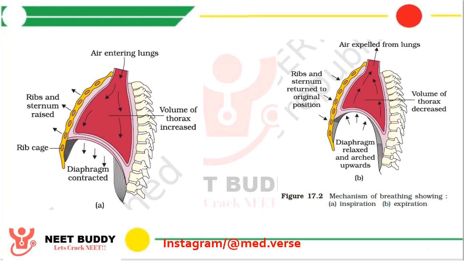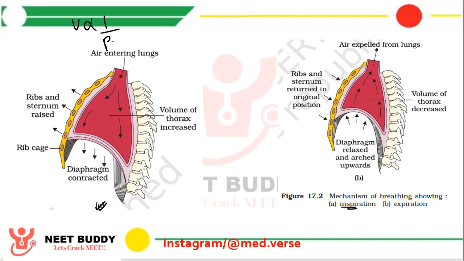This is the second diagram of the NCERT textbook, and it shows how the respiratory mechanism actually occurs, how we are able to inspire and expire. Now, if I explain one process, you can automatically derive the second one. So I'm going to explain the inspiration process, that is diagram A. Remember one thing: whenever the volume increases, the pressure will decrease. We have an inverse relation between volume and pressure.